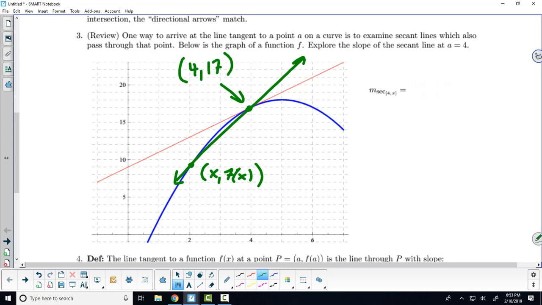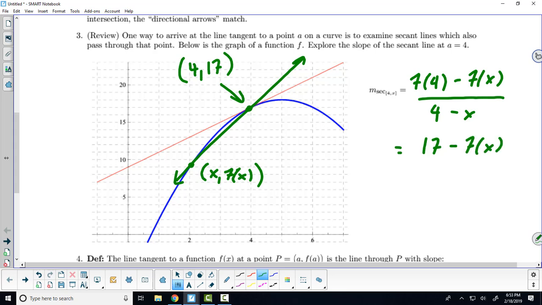Well, we could just use the slope formula, y2 minus y1, right? So we would use 17. In fact, let's write it this way. 17 would have been f of 4. So f of 4 minus f of x all over 4 minus x. But that's the same thing as 17 minus f of x all over 4 minus x. Okay? Well, the slope of the green line certainly doesn't match the slope of the red line.